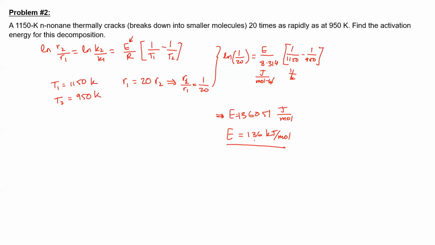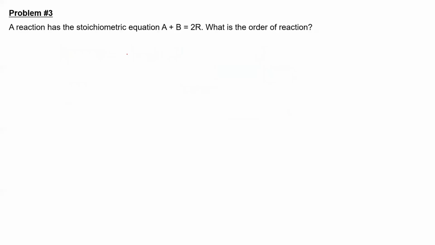This is number 2. Okay, number 3, a reaction has a stoichiometric equation of A plus B equal to 2R. What's the order of the reaction? You might be tempted to say that this is a first order reaction or second order reaction just by looking at these coefficients. However, you have to remember from your slide that the reaction order depends on your reaction rate, not on your stoichiometry.